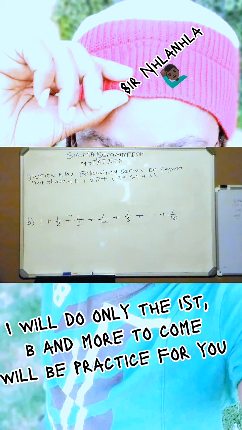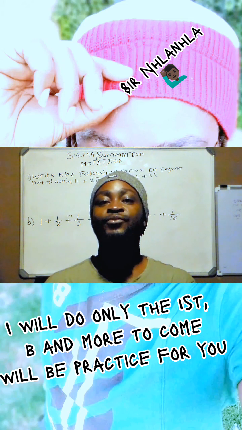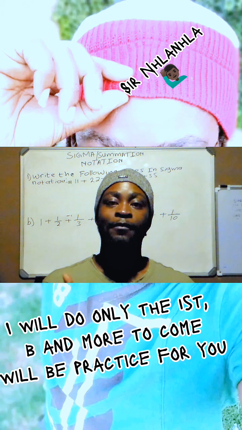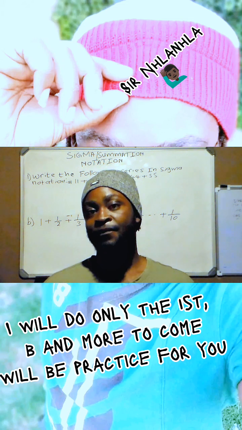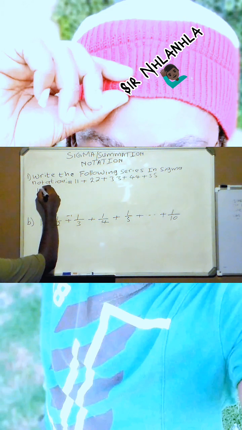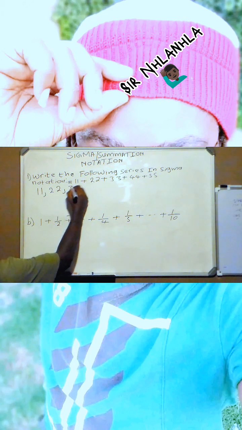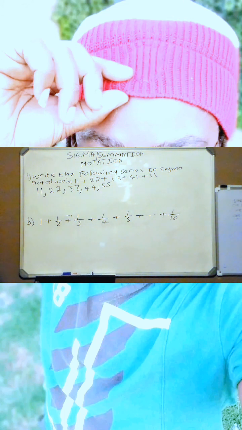So let's look at these questions on the board. They say here, write the following series in sigma notation. So we are given a series which is 11 plus 22 plus 33 plus 44 plus 55. So in order for us to be able to write a series in sigma notation, the first thing that we should be able to do is write the expression, or rather the general term of the sequence, right? So if we look at this series, we can tell that it is made up of a sequence that is 11, 22, 33, 44, and 55, right?